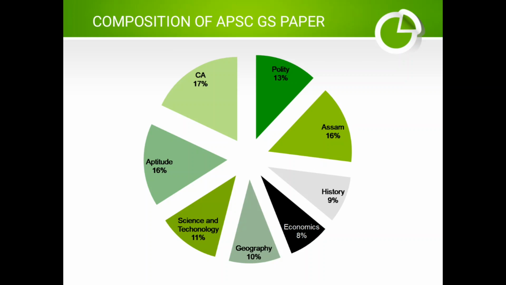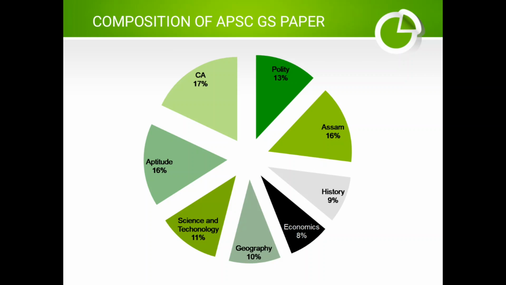you see polity has 13%, that is, at least 13 to 15 questions will come from polity in each exam. The Assam section can include Assam history, Assam geography, Assam economics, everything, so it will be around 16 to 18 questions. History, 9 to 10 questions. In this history I have excluded the Assam history part; this history is mainly Indian and world history. Economics, 8 to 10 questions. Geography, around 10 questions. Science and technology, 11 to 12 questions.